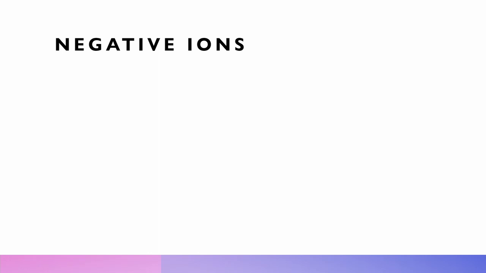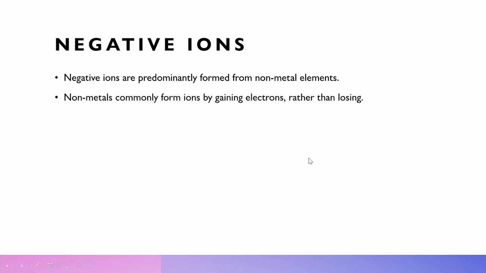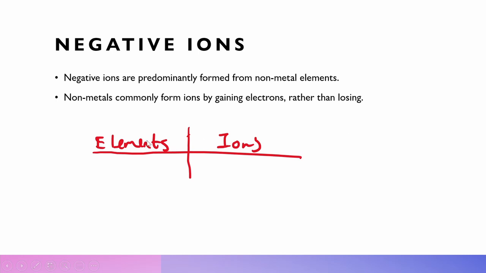While positive ions are predominantly metals, negative ions are, perhaps a bit predictably, predominantly non-metals. Non-metal elements have a tendency to ionize by gaining electrons rather than by losing electrons. Some examples of well-known negative ions are the ions from group 7 or group 17 elements, the halogens: fluorine, chlorine, bromine, and iodine, which ionize by gaining one electron to form fluoride, chloride, bromide, and iodide, respectively.